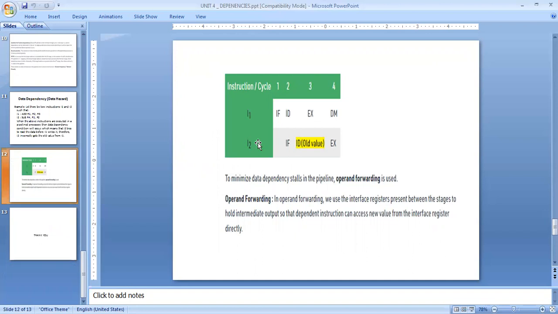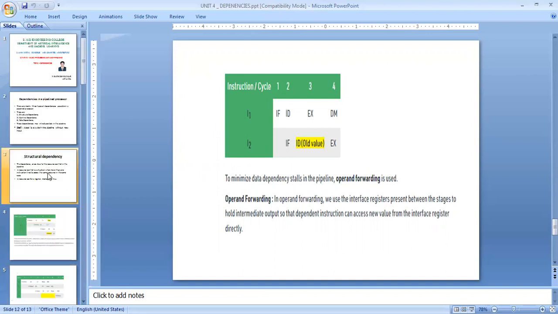That means we use interface registers present between the stages to hold the intermediate output, so that the dependent instruction can access the new value from the interface register directly. So this type of hazard can be eliminated. So these are the three types of hazards we have discussed here: structural hazards, data hazards, and control hazards. Once we eliminate these three hazards, the performance of instructions handled by the pipeline processor is much more improved.